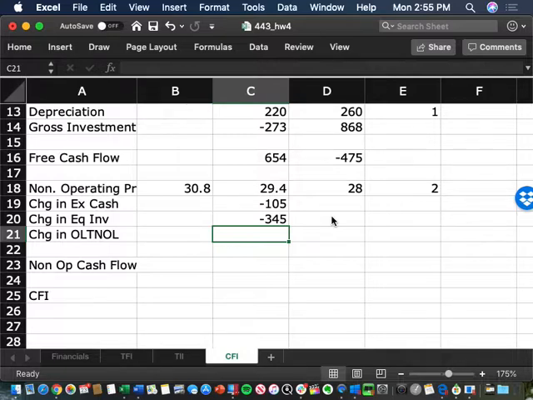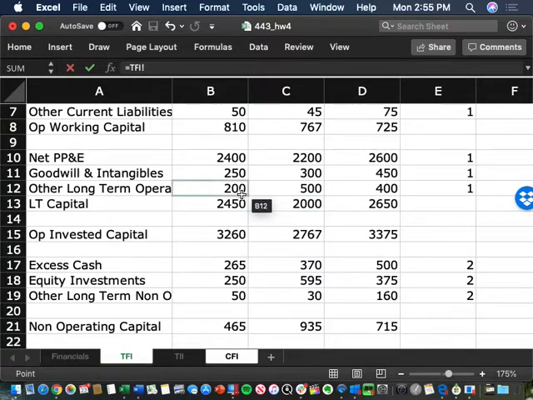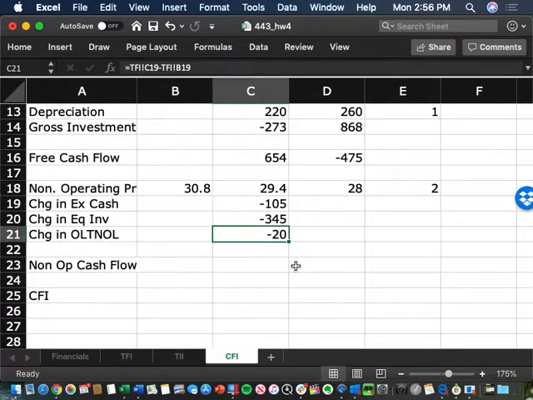Final. My long-term liabilities went from, for non-operating, 200 to 500. Oh, sorry. 50 to 30. So basically, I paid the bill early. Does that add to my CFI or take away from the CFI? If I prepaid next month's rent, would you have less money to pay this month? Yes, so that's your negative to your CFI. Don't change the sign.